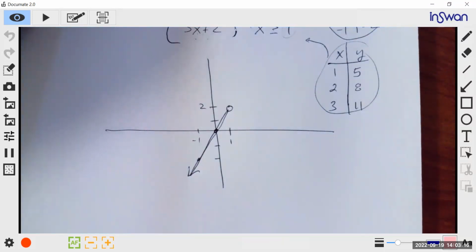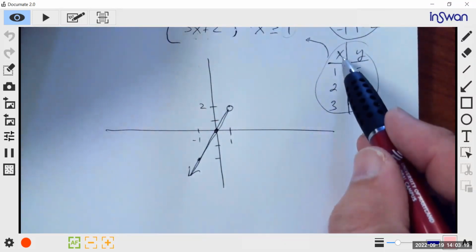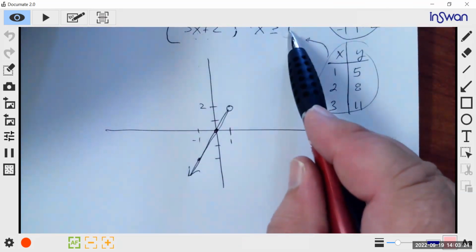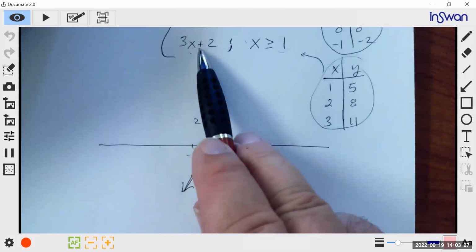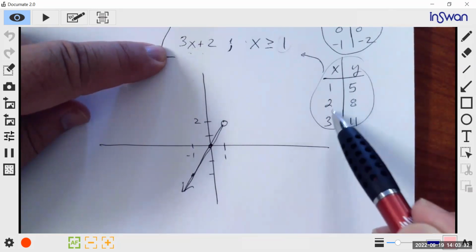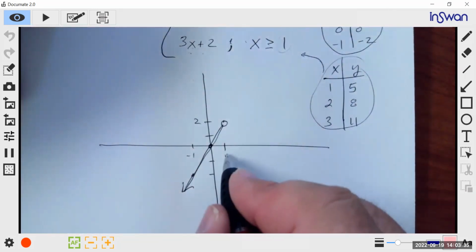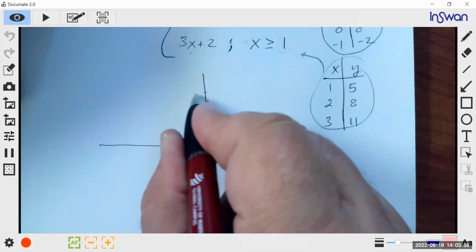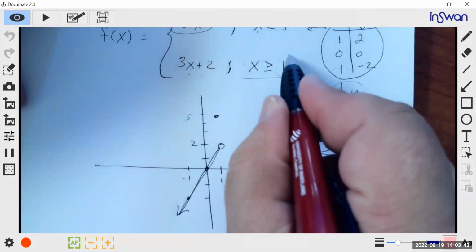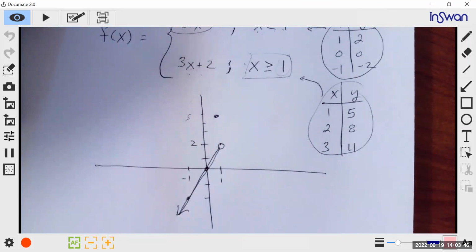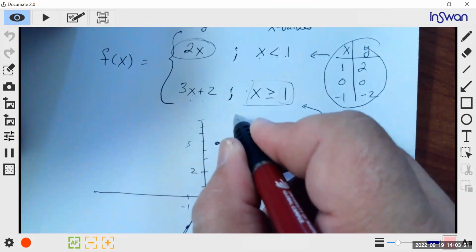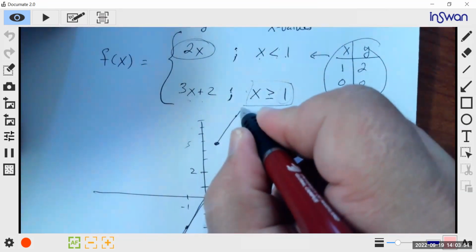Whoa, how did you get all them numbers? These are the x values. These are the y values. And for any x bigger than or equal to 1, I use this equation. So when x is 1, do the math. When x is 1, y is 5. I put a solid dot there because I can use 1 in that set. When x is 2, it's 8. And it keeps on going that way.